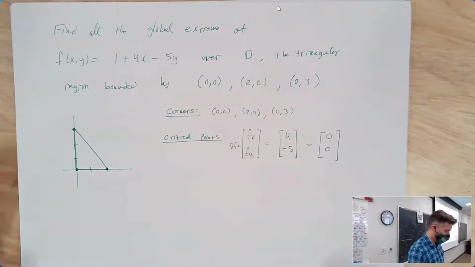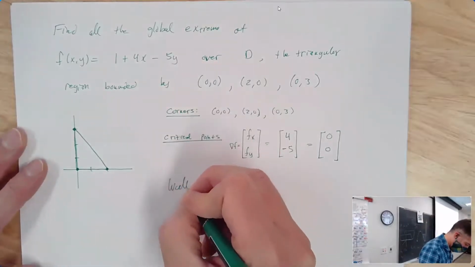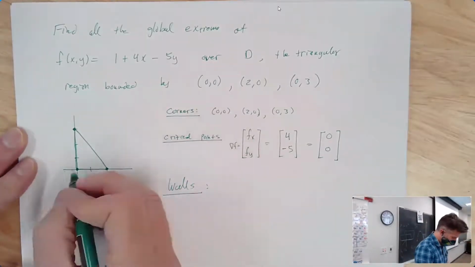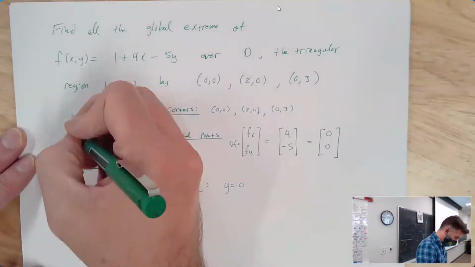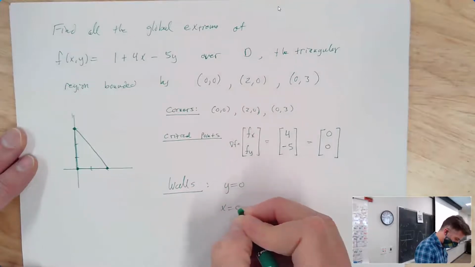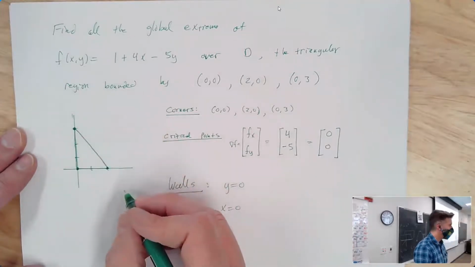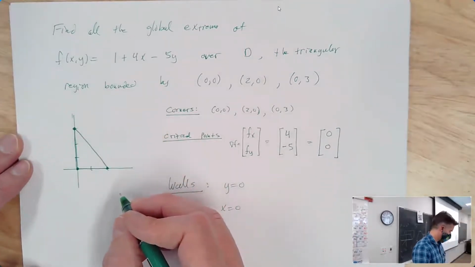Okay, let's check the walls. So what are my walls? Well, there's one wall, y equal to 0. There's another wall, x equal to 0. And there's another wall whose equation I should find.